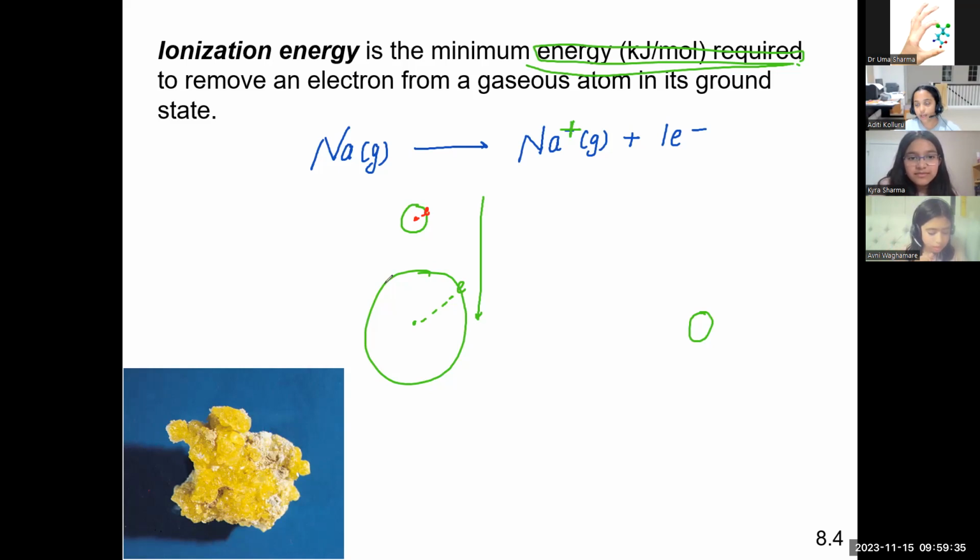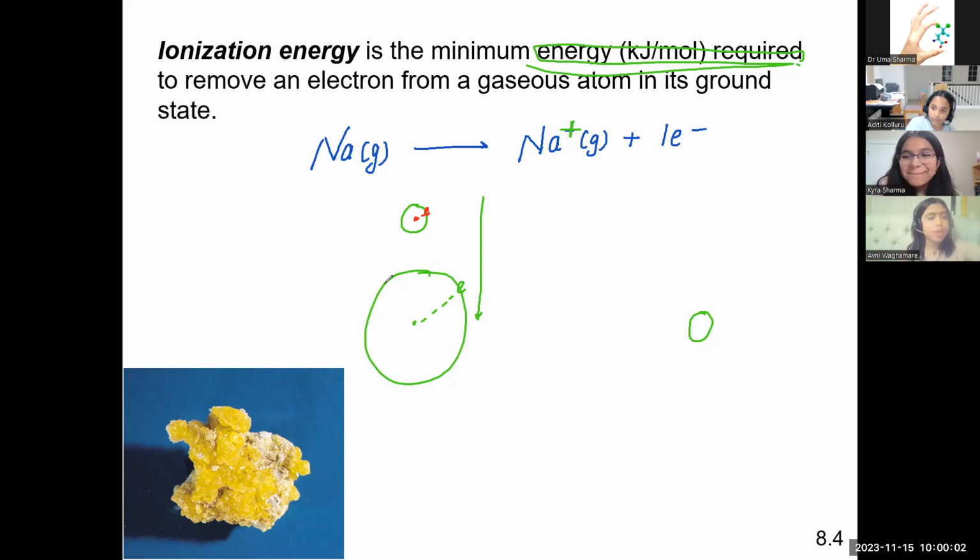Now Kyra, your turn is over. Now Aditi and Avni, let's see who is going to answer. Kyra, you are going to listen carefully this time. In which case is it easier to remove the electron, the big one or the smaller one? The big one, says Avni. Smaller one, says Aditi.